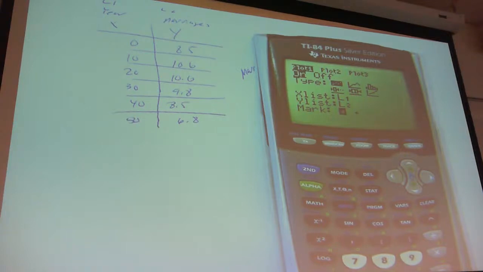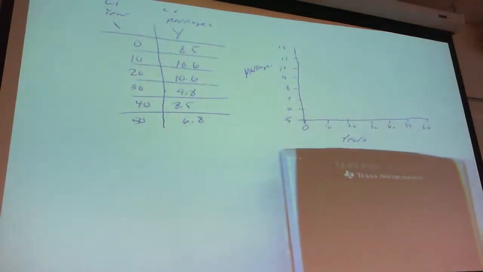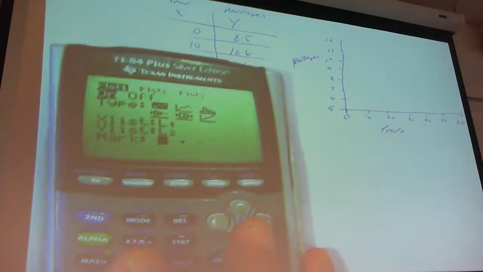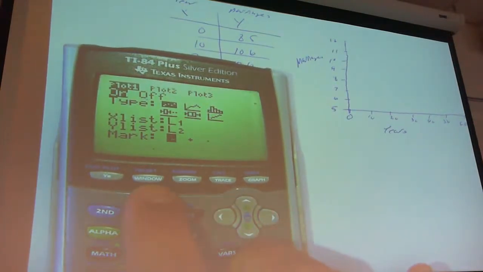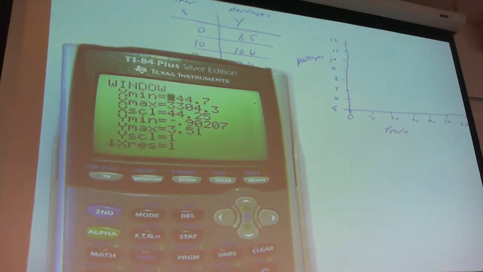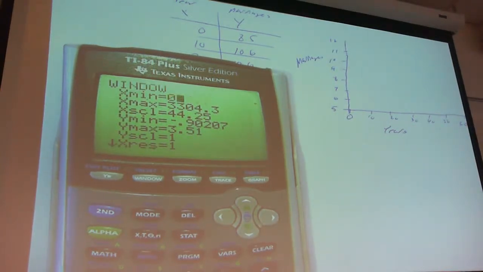I think it's important for you to understand the data. It's important that you figured out what the scale should be. So together, we're going to make the scale based on what we did. So everybody hit the window button. Window, window. What is our X minimum? 0, enter.